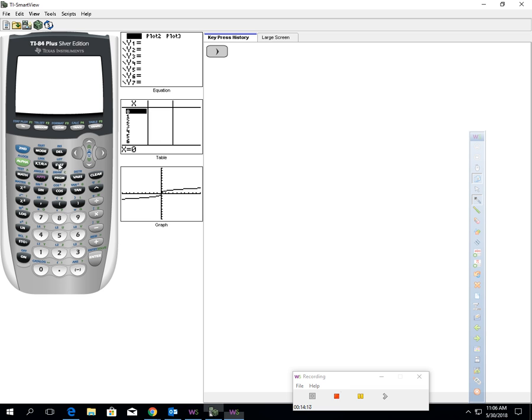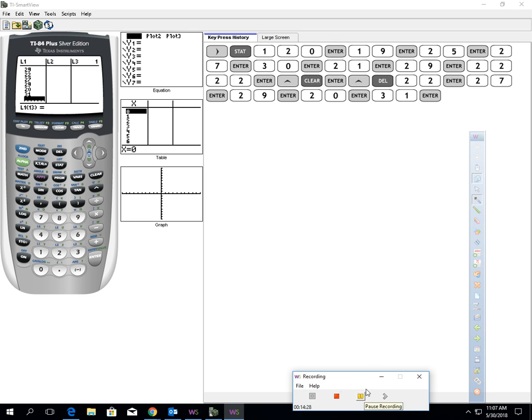What I'm going to do is hit, you've done this before, the stat key, press edit, and now I need you to type in those ages. I'm going to pause the video and do that. Okay, so you can see I've typed these in. I'm just scrolling so you can see them all.